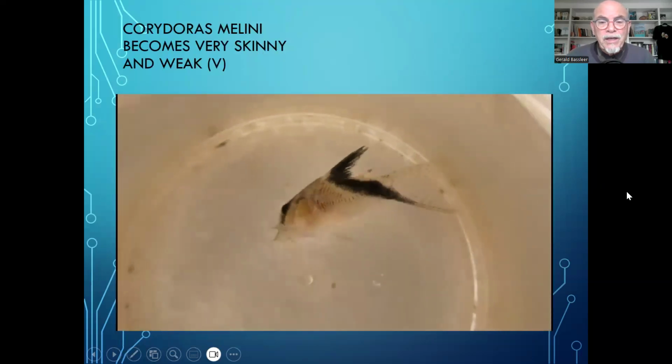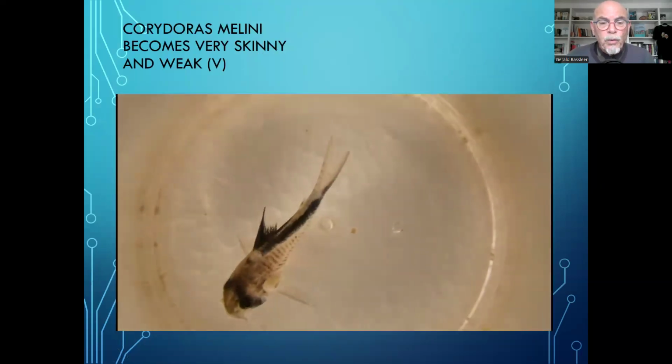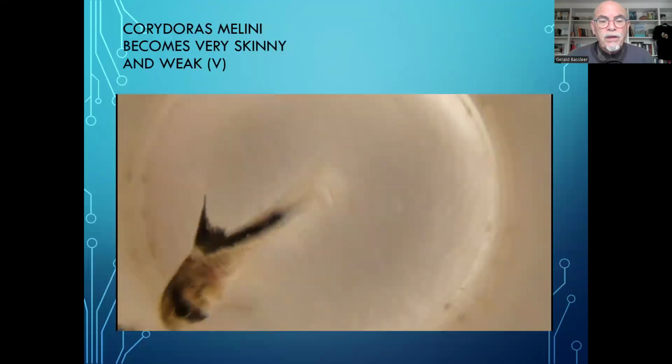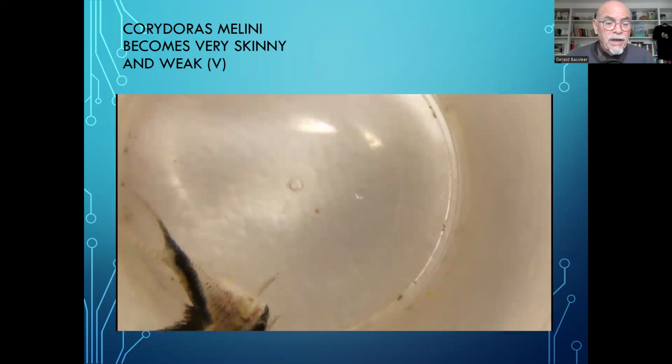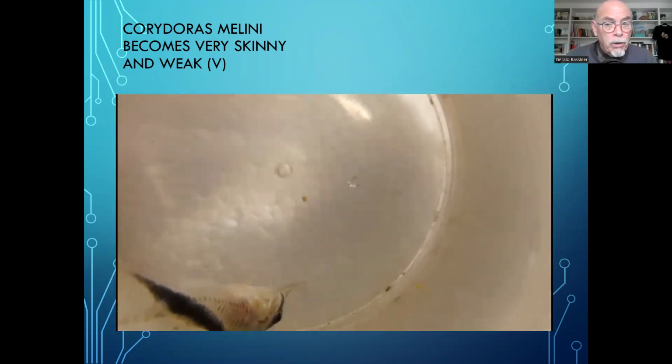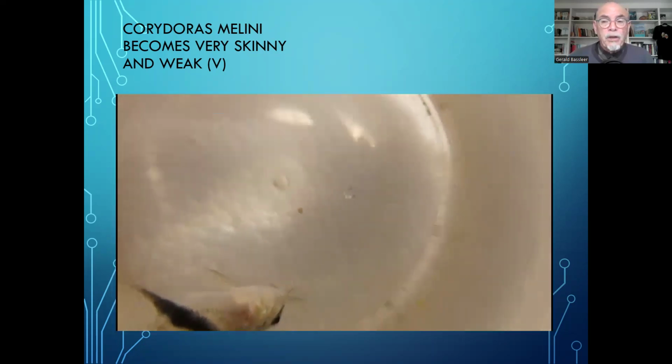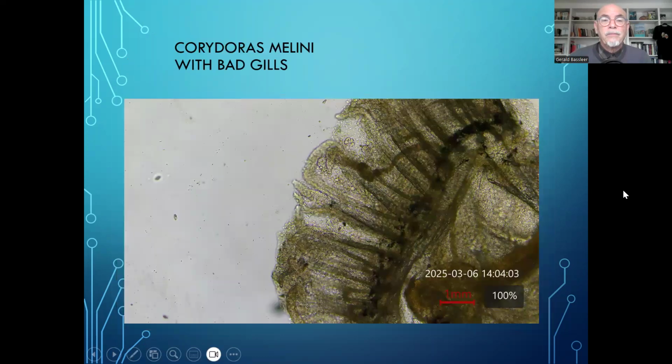Here we show you the melini. You can see that fish is weak, is suffering, is behaving badly, and will eventually die in the coming hour or minutes. So it's very weak, and that's a good example to use for examination.